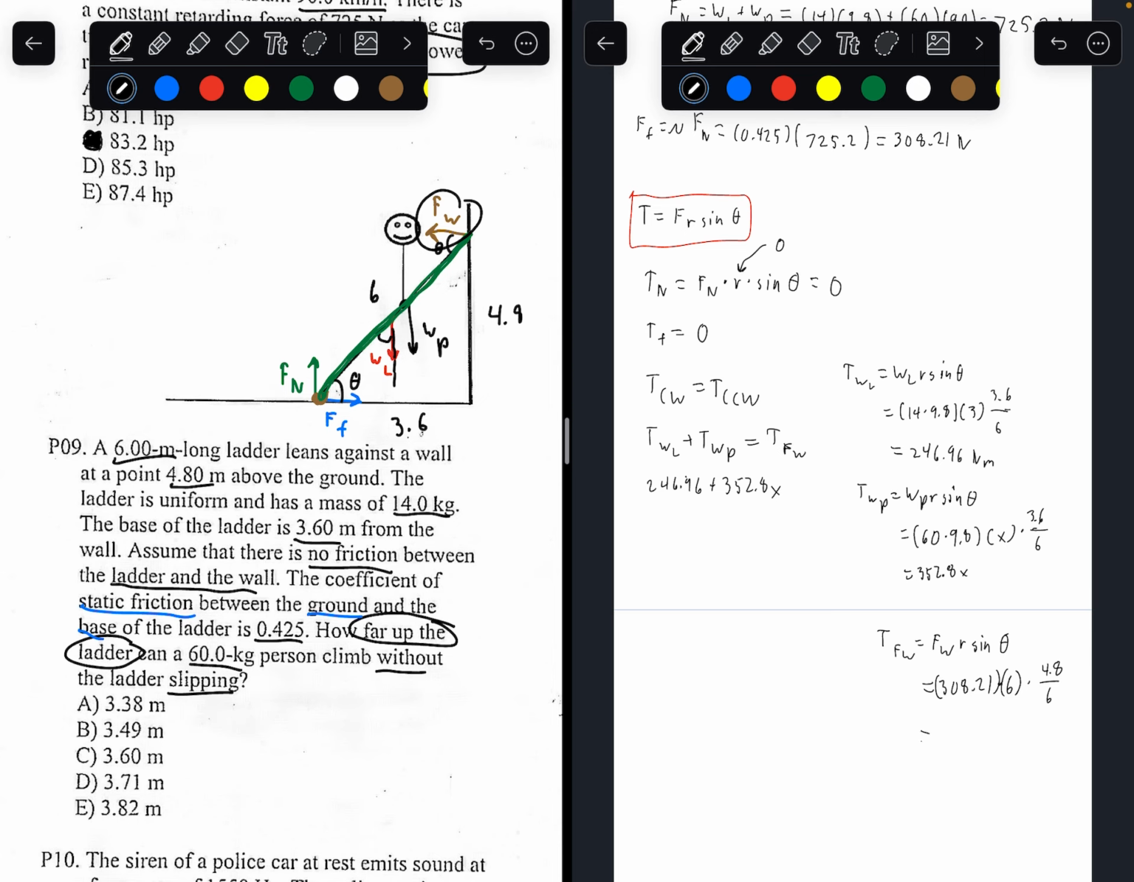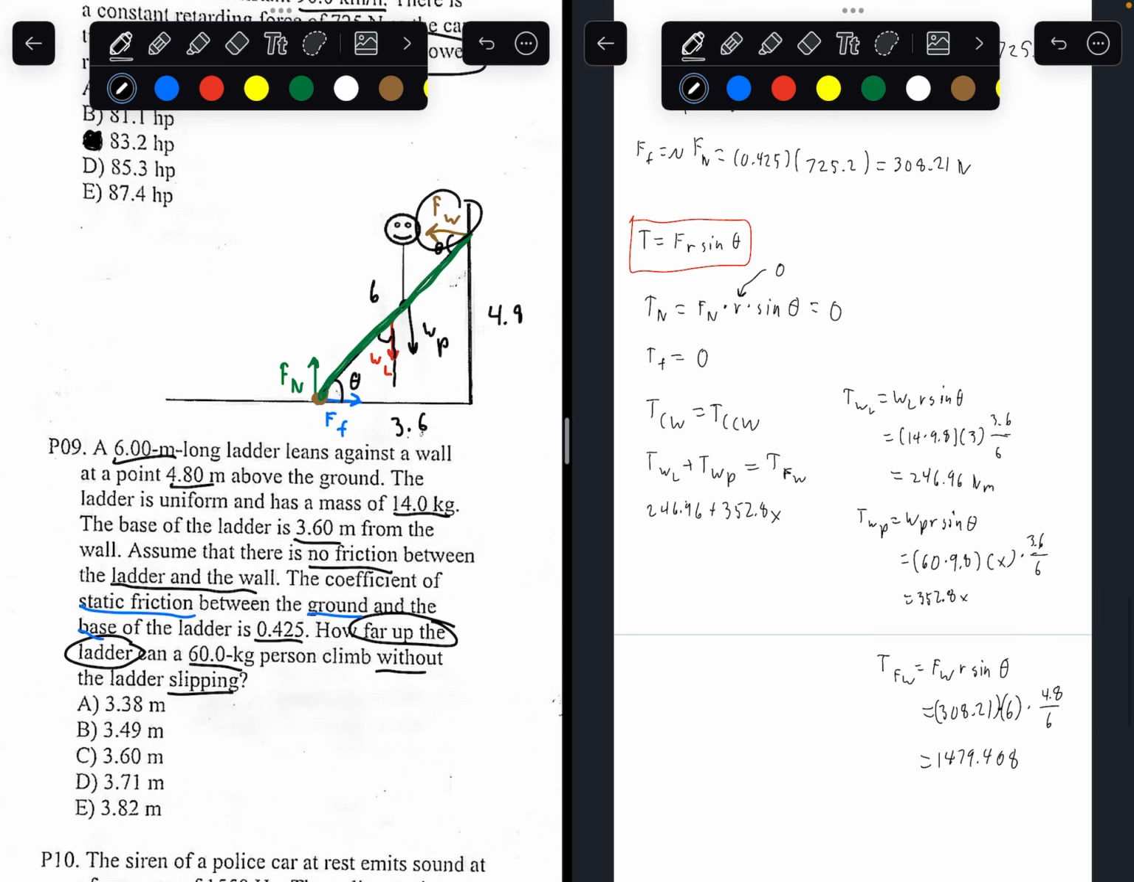You would get 1,479.408. That's the torque applied by the wall force. So the final equation will be 246.96 plus 352.8 times x equals 1,479.408. Now it's just a matter of solving for x. This is the final equation.